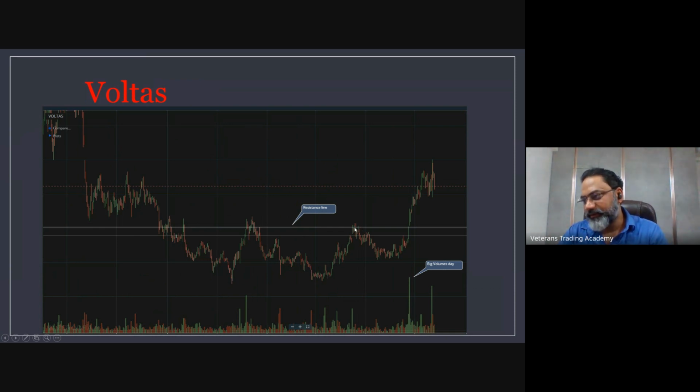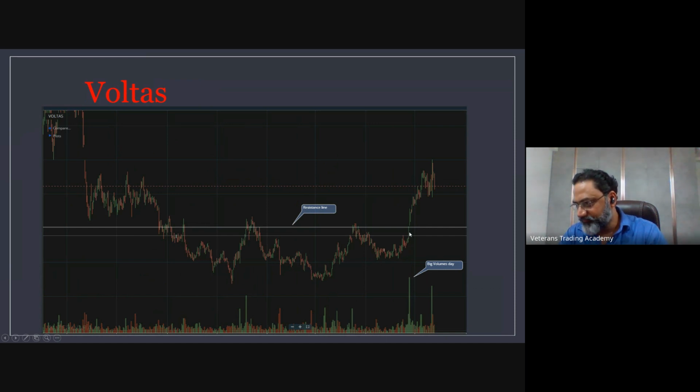But what happened when this time it came to this resistance level, there was supply and the market went down, but it did not go down much. It stopped at a higher level than the previous low. So the first time, it made a low which was higher than the previous low. And then it started reversing from here.